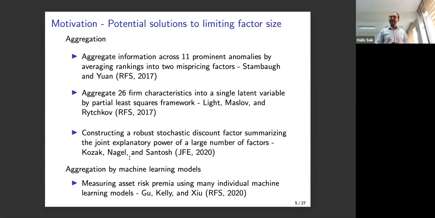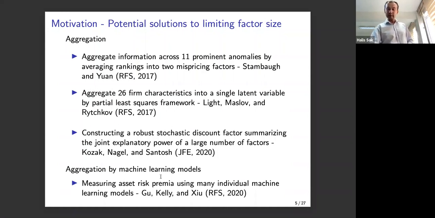What about other approaches like aggregation? Stambaugh and Yuan have a really good paper. What they do is try to combine different anomalies into some groups. Okay, they have 11 of them, and they simply create two groups, and instead of creating their portfolios using a single factor, they simply take the average of these rankings, okay? And we can call this aggregation. And there are two other papers which are doing pretty much similar things.